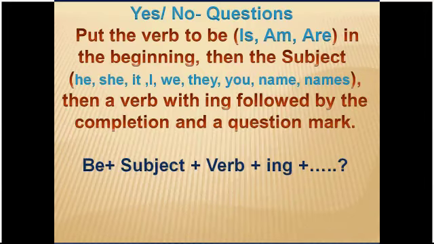Now we come to yes/no questions in the present continuous. In order to form yes/no questions, you need to put the verb to be, is, am, or are, in the beginning. Then you need to add the subject, he, she, it, I, we, they, you, a singular name or a plural name. Then after the subject, you need to add a verb plus ing followed by the completion of the sentence and the question mark.